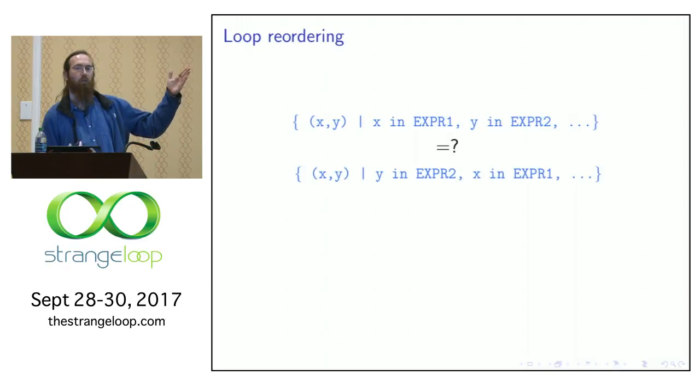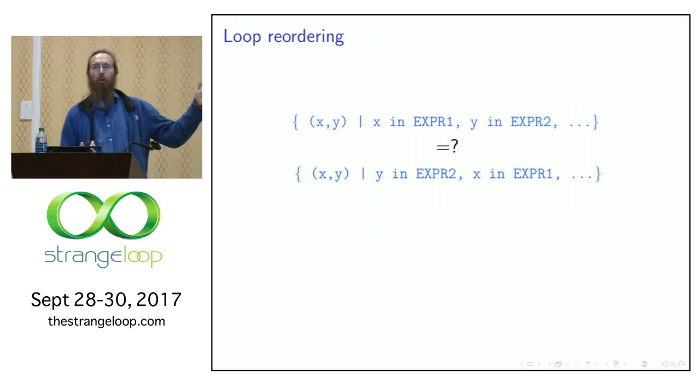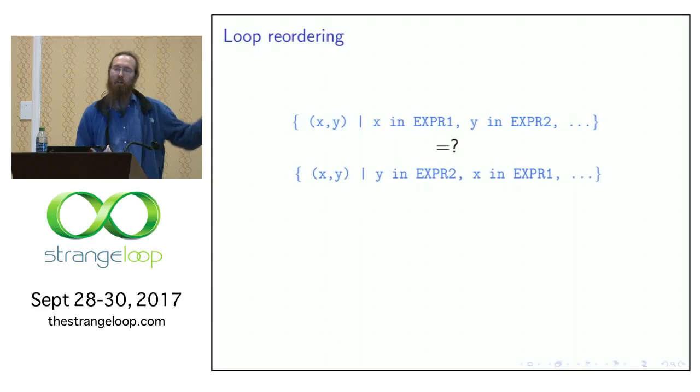Are these two set comprehensions equal, right? Am I allowed to see one of them, say, nah, that won't run fast enough, and turn it into the other?